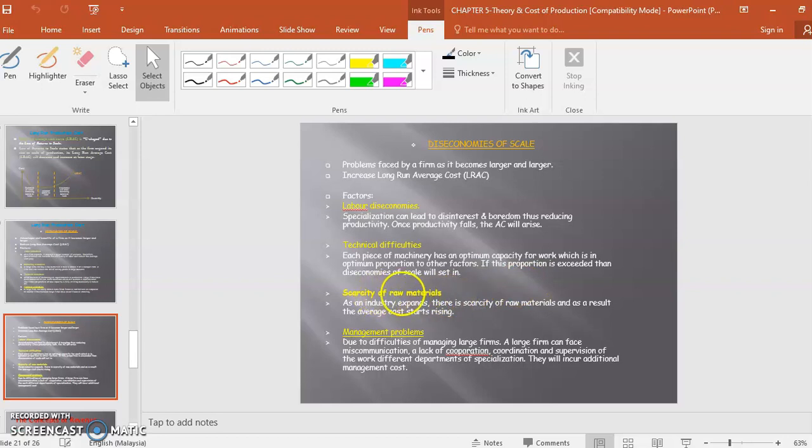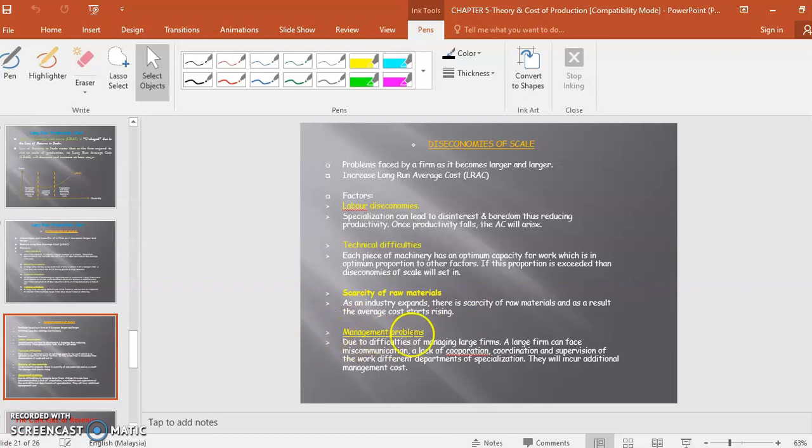Okay, scarcity of raw materials. As an industry expands, there is scarcity of raw material, and as a result, the average cost starts rising. Okay, normally firm yang makin berkembang besar, they need a lot of raw materials. So lama-lama raw material mungkin habis. Okay, so as a result, the average cost akan meningkat lah. Contohnya raw material dah habis yang dalam local, so maybe perlu import. So itu cost kepada firm. Sebab itu AC dia meningkat lah.